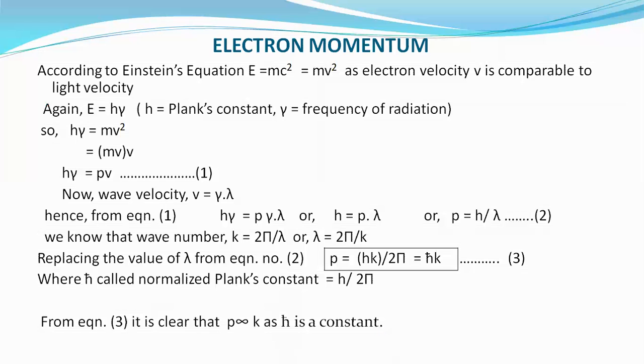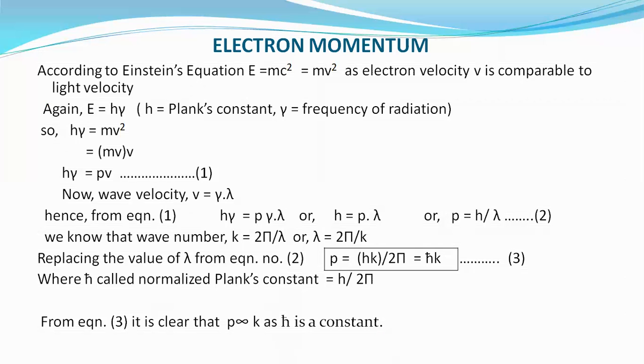According to Einstein's equation, E is equal to mc square. If we apply this equation to electron velocity, because as I said, the electron is moving at a velocity very comparable to the velocity of light, I can write for electron movement, E is equal to mv square, where v is the velocity of the electron. From Einstein's equation, E is equal to mc square.